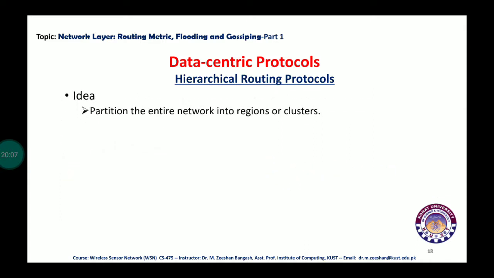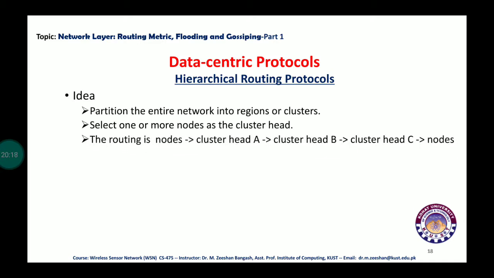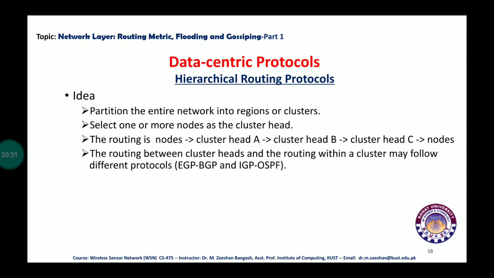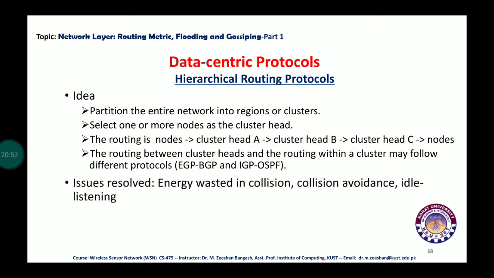The idea is basically to partition the complete network into clusters, and then select one of the nodes as the head node, or cluster head node. The routing nodes are thus cluster head A, cluster head B, and cluster head C. Every type of traffic in that cluster passes through these routing nodes, and the routing between cluster heads and the routing within the clusters may follow OSPF or BGP, which are traditional routing protocols for wide area network communication. So these protocols can be implemented on the cluster heads, and we can process the traffic.